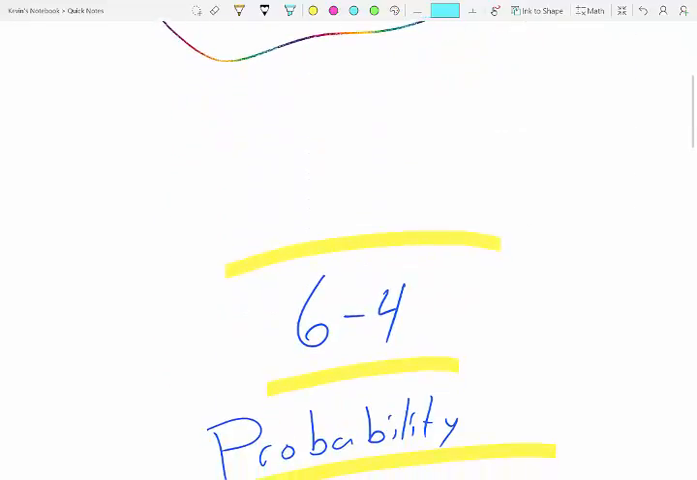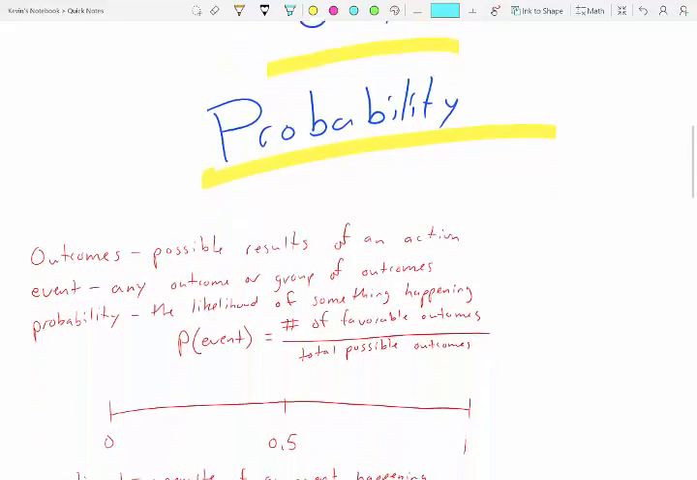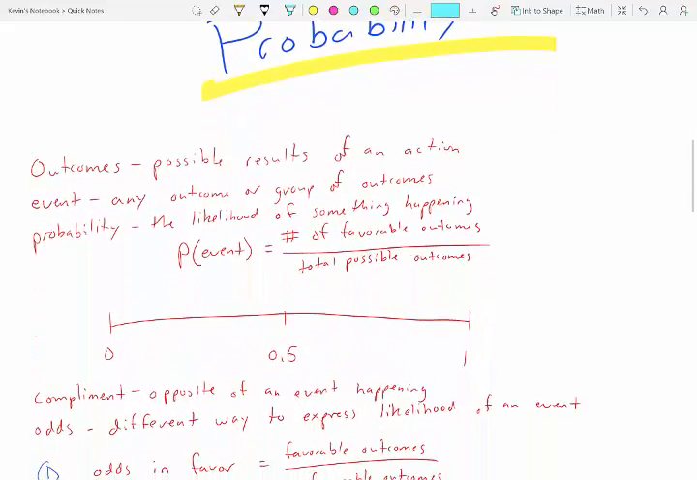Today we're going to section 6-4, all about probability. So I have a few definitions for you guys. First one is the outcomes. It's the possible results of any action. Second one is event, any outcome or group of outcomes.